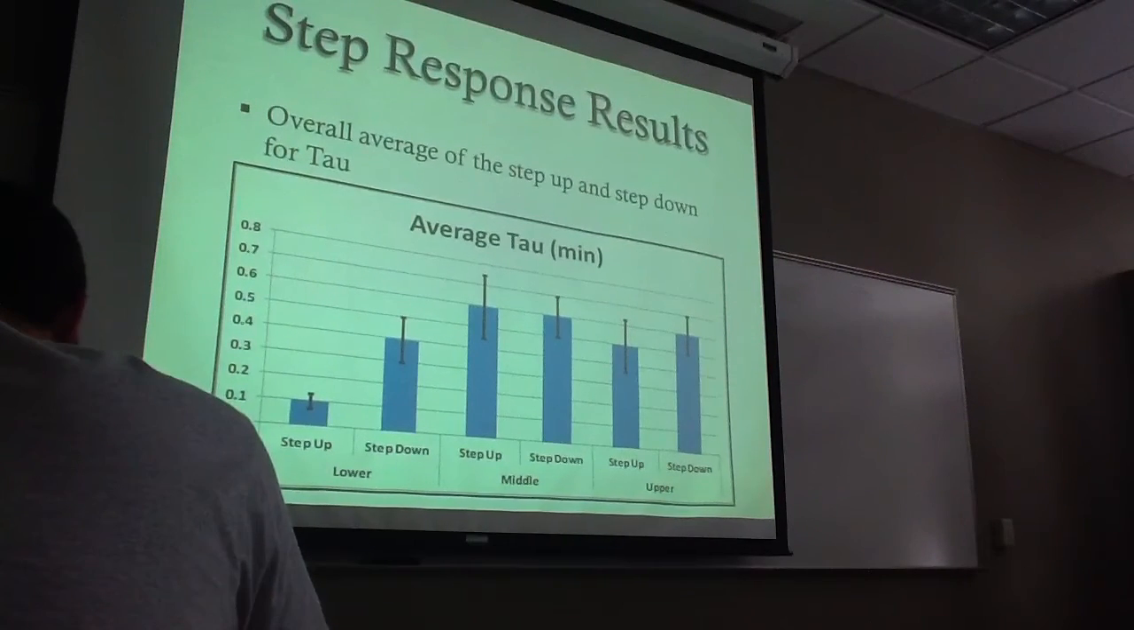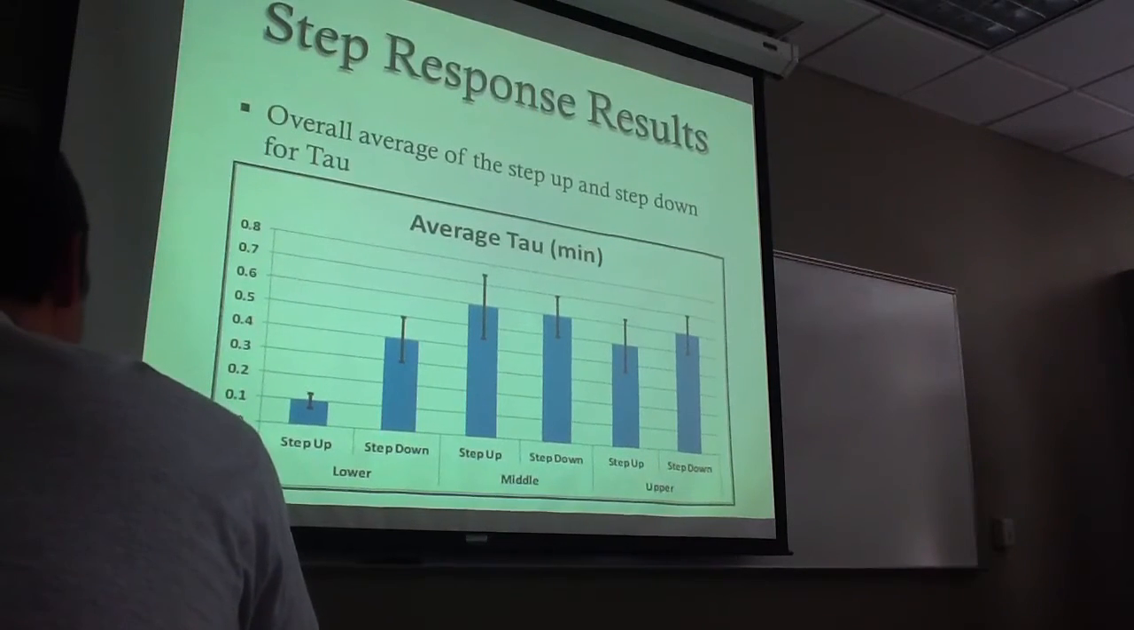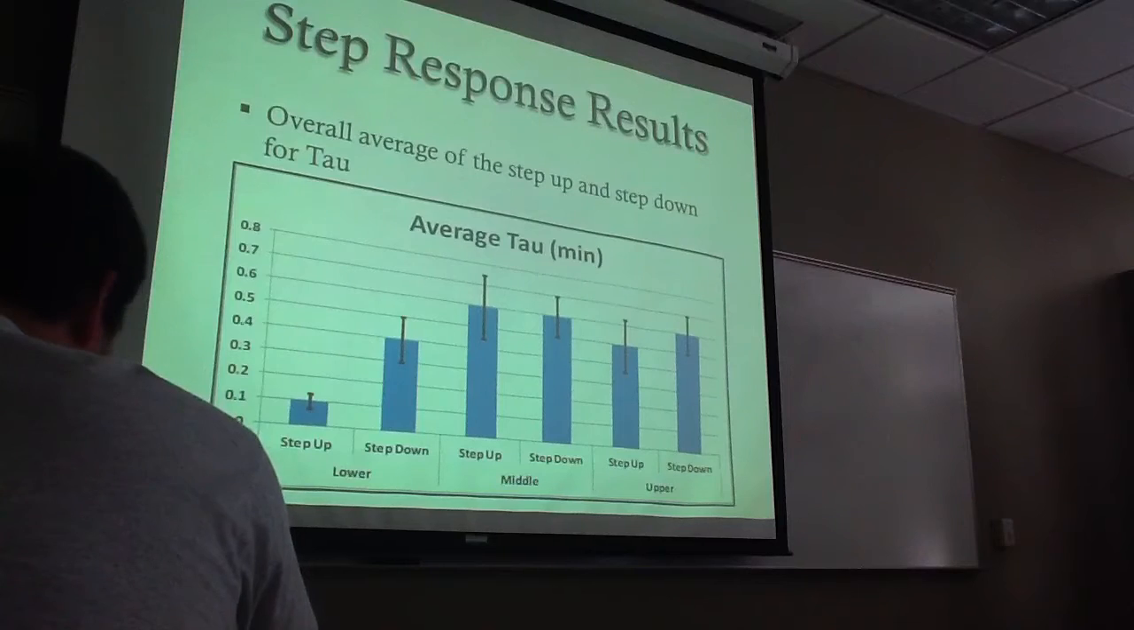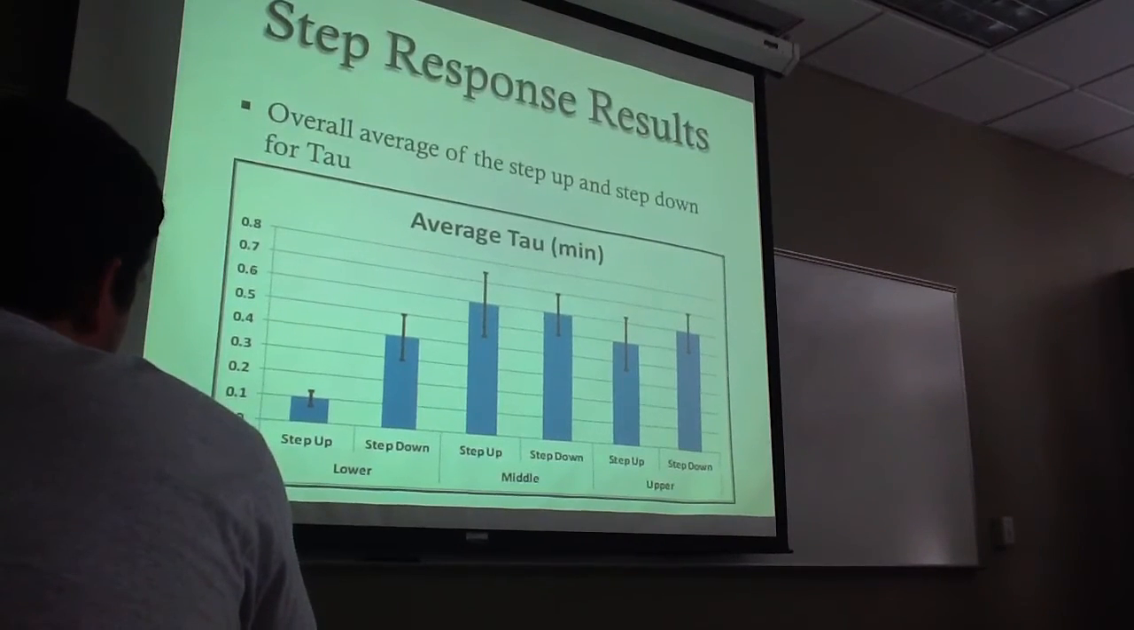This is the average time constant graph. Again, they're all about the same. They run pretty close together. It varies by 0.2 minutes, except for the step up in the lower range. Again, we don't know why that test went the way it did.